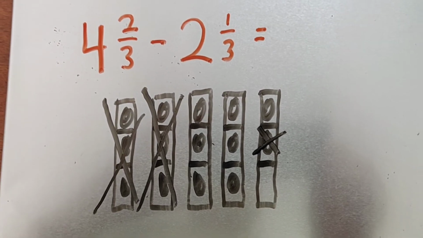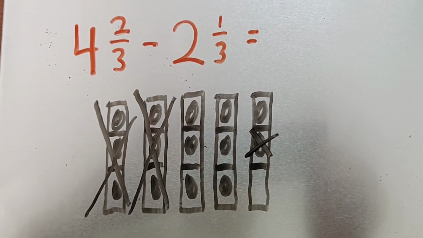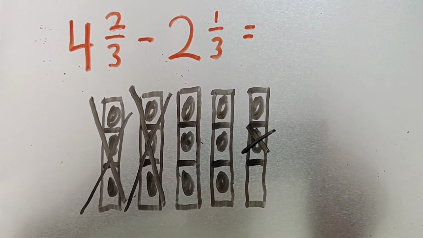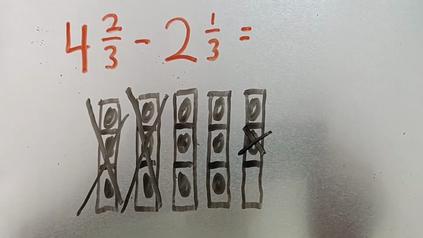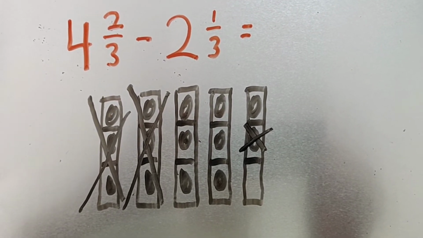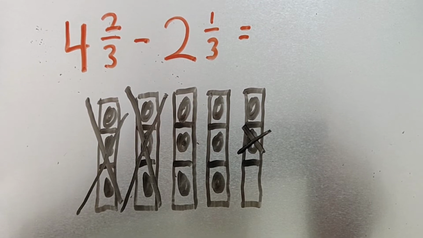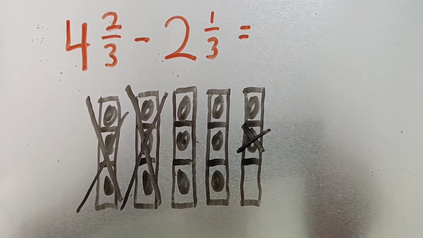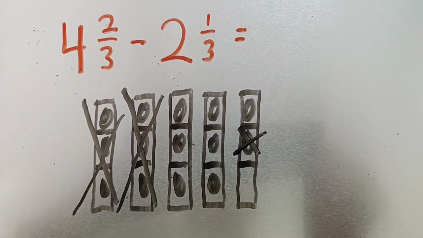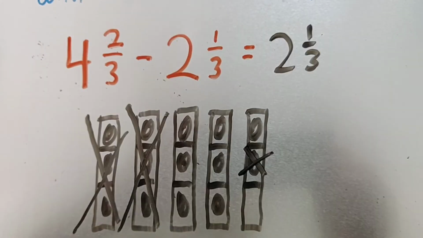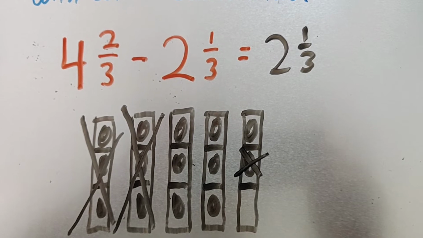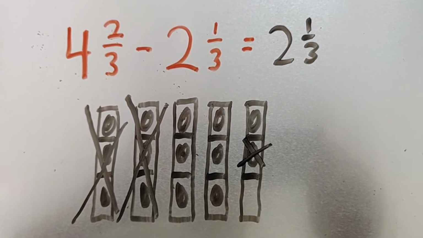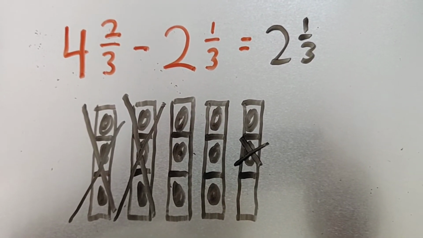And think about what that leaves us with. How many wholes do we still have? And what fraction do we still have? So we still have 2 wholes, and then the fractional unit is 1/3. So we have 2 plus 1/3, or 2 1/3. So 4 2/3 minus 2 1/3 equals 2 1/3.